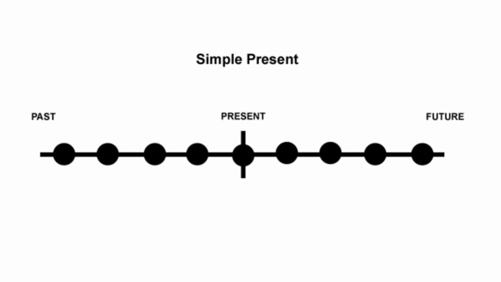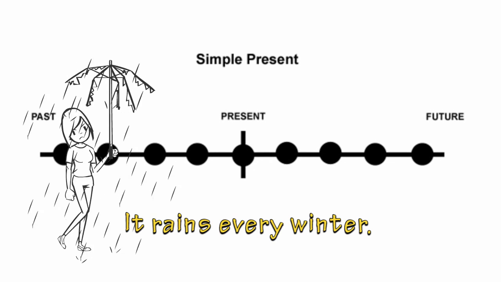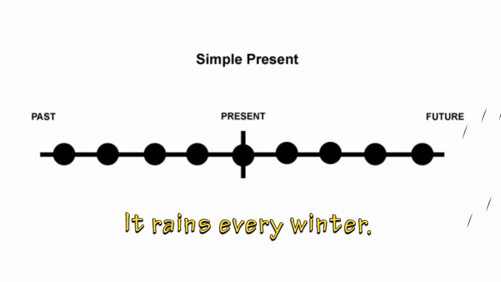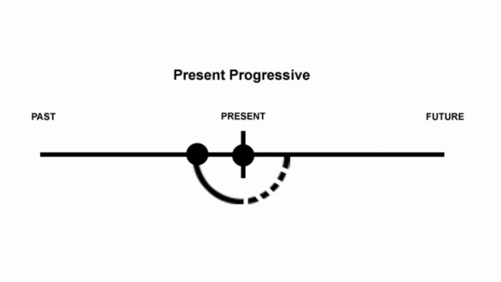Simple present is a little different. It means something that always happens. It exists now, existed in the past, and will probably exist in the future. This is a habitual occurrence. It rains every winter. Progressive is sometimes called continuous, and both mean that something happens for a length of time.